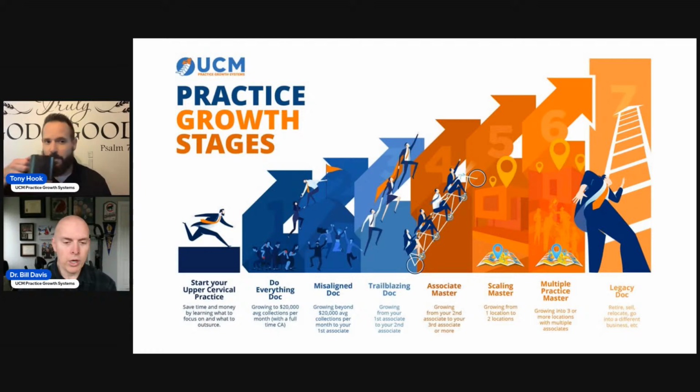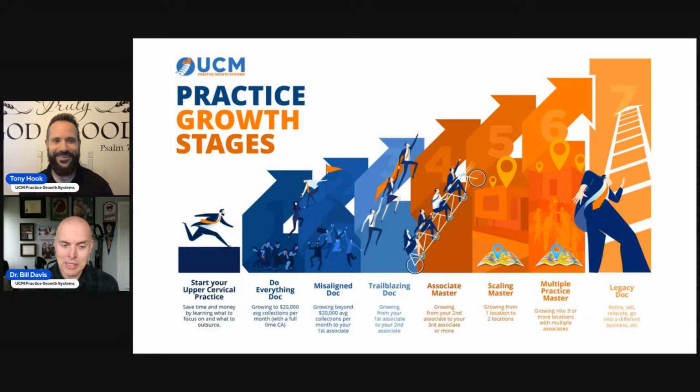Exactly. And so we're going to go through stages 4, 5, and 6 kind of together. There are a lot of similarities in these master stages: the associate master, the scaling master, the multiple practice master. So we'll go through that relatively quickly. Then we really want to camp out on that last stage, stage 7, because no matter what happens with your practice, you will end up in stage 7. Stage 7 is the legacy doc. It's that transition out of practice. And everyone gets there. Not everyone goes through all these stages, but everyone gets to that last stage.